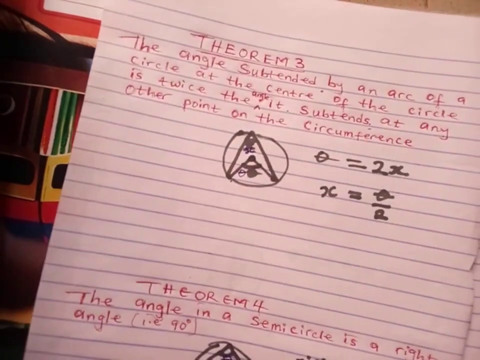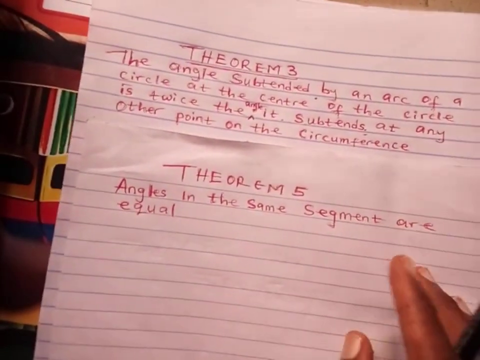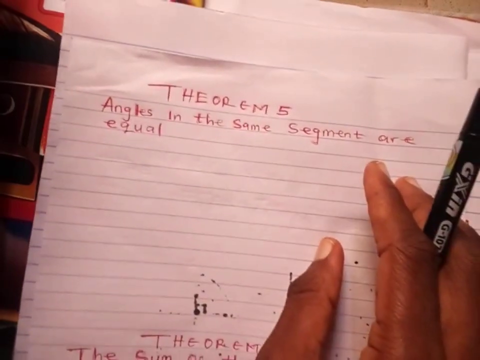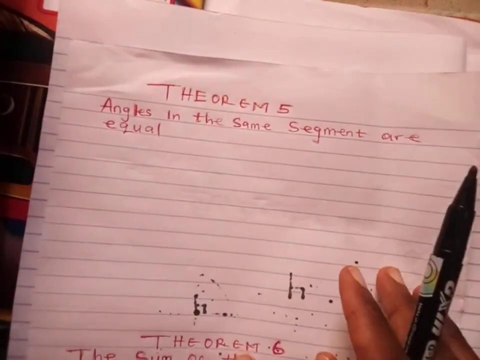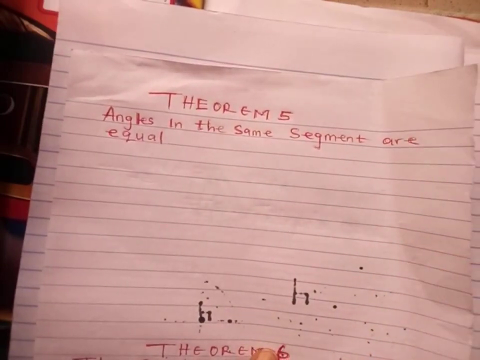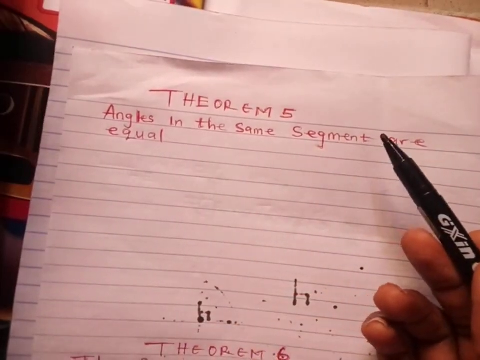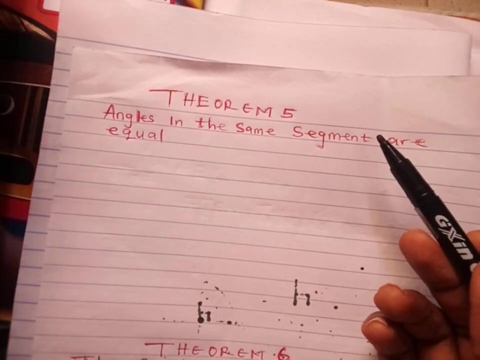Theorem number 5, look at it before us. I hope this is clear. Now this is theorem number 5, and what does it state? It says that angles in the same segment are equal. Angles in the same segment are equal.